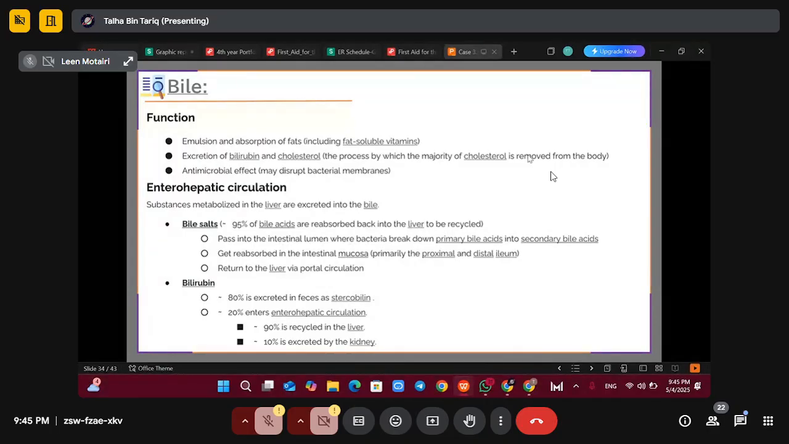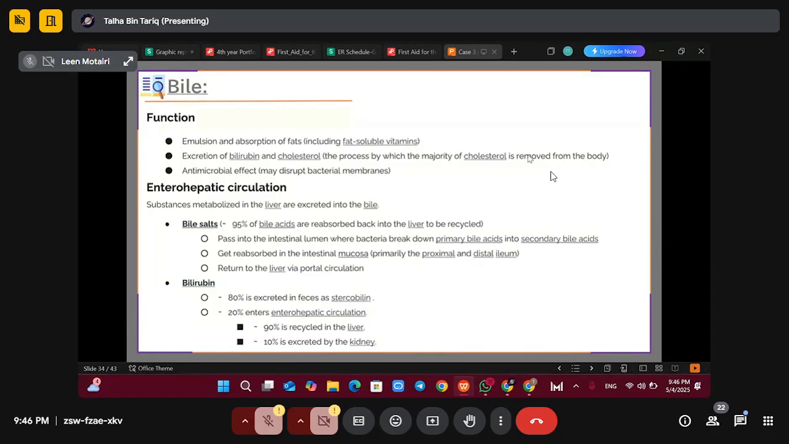Now, regarding the enterohepatic circulation, entero means the intestines and hepatic means the liver. So the circulation is going from the intestines towards the liver. The substances that are metabolized in the liver are excreted into the bile, as I said, the bile salts and bilirubin. Of the bile salts, 95% of the bile acids are reabsorbed back into the liver to be recycled. They pass into the intestinal lumen where the bacteria will break them down. As I told you, the primary bile acids are broken down by the bacteria of the intestines.